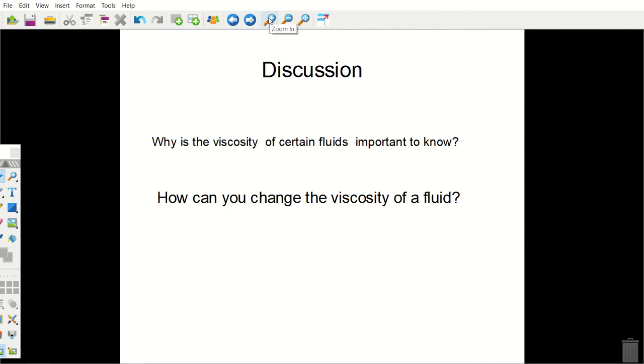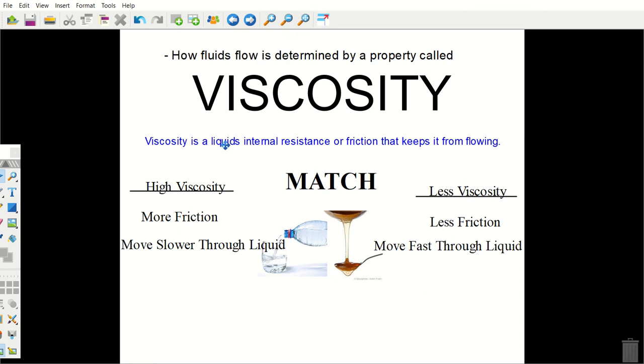Now, we will discuss this later on in future lessons. We'll be coming back to this, but that is your quick, short lesson on what viscosity is.